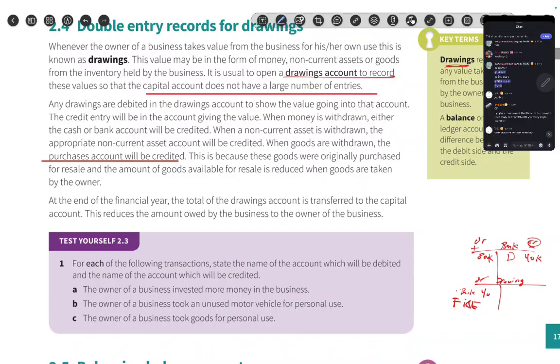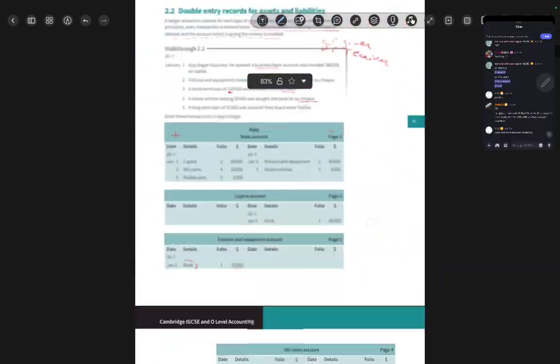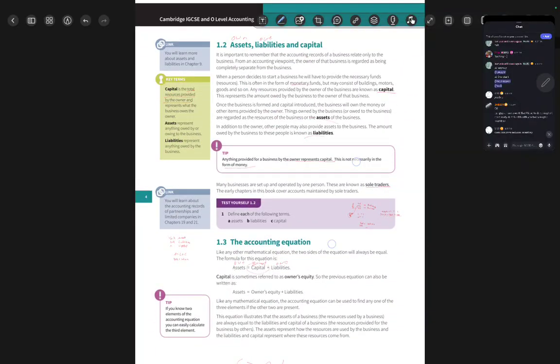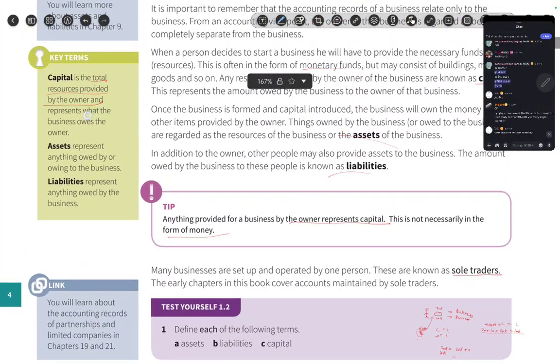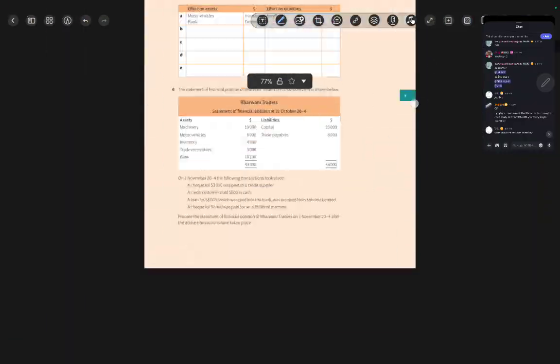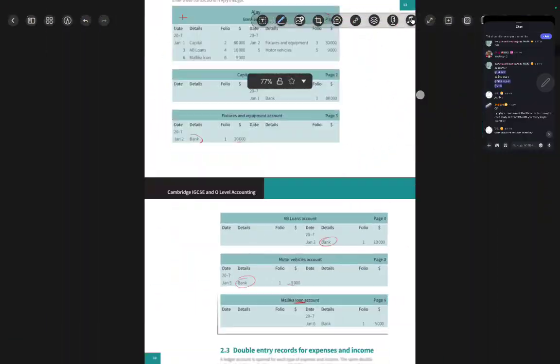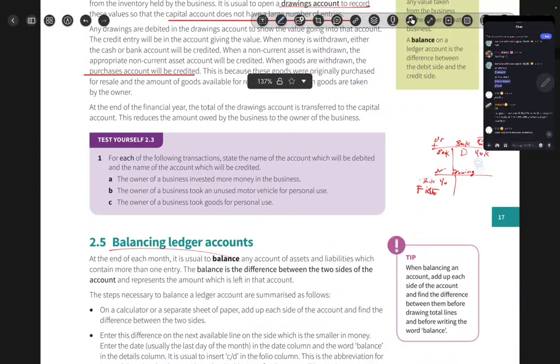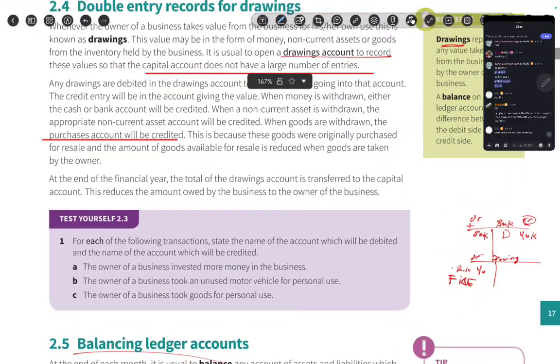At the end of the financial year, the total of the drawings is transferred to the capital. All right. Why to the capital? I think we learned it in chapter one. Capital represents what the business owes the owner. So the owner should receive this money back from the business, right? Maybe not today, maybe not tomorrow, but one day. So when you take drawings, the total amount the business has to pay you reduces. Before, the business had to pay you 80,000. Now the business has to pay you only 40,000, right? This reduces the amount owed by the business to the owner of the business.